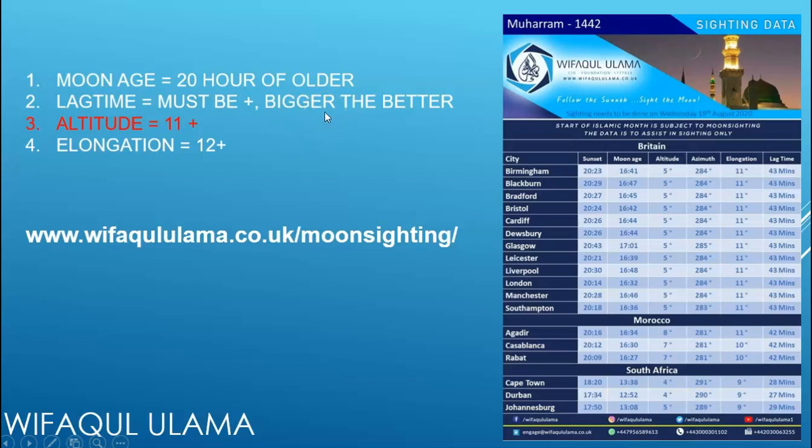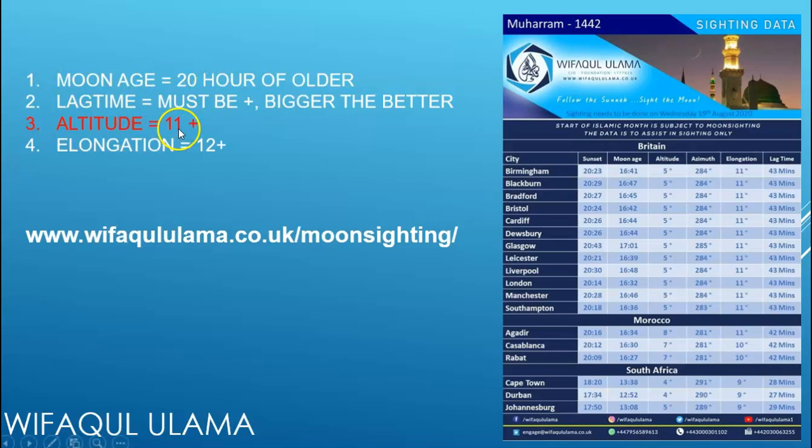And also remember that you need to wait 15 to 20 minutes after sunset to sight the moon, because the sun is too bright and the new crescent is not bright enough, so the sunlight needs to disappear, making the thin crescent visible to your eyes.